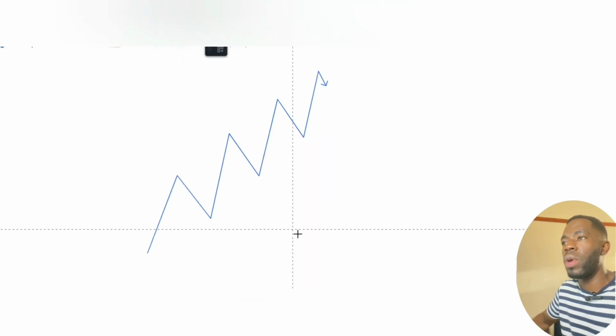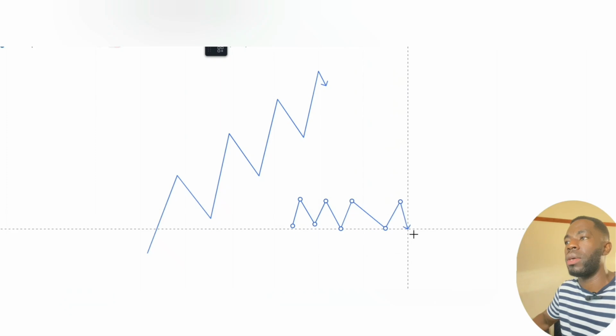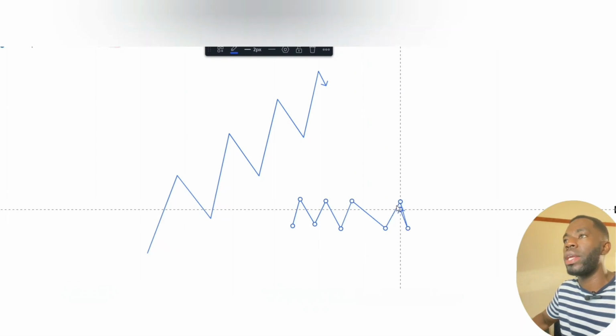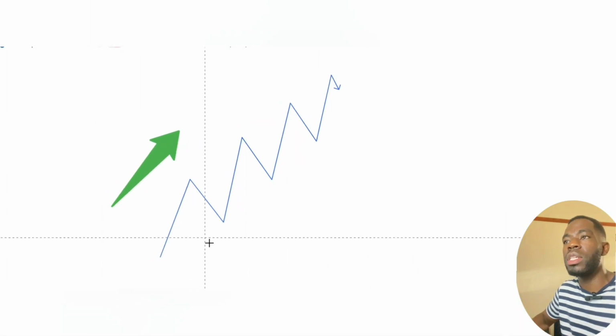For example, you can't trade in a market that is consolidating like this. If the price action is like this, the strategy will not work. It works only in trending markets. That means it has to be either a bullish or bearish market. In this case, this is bullish. That means it is breaking structure to the upside.